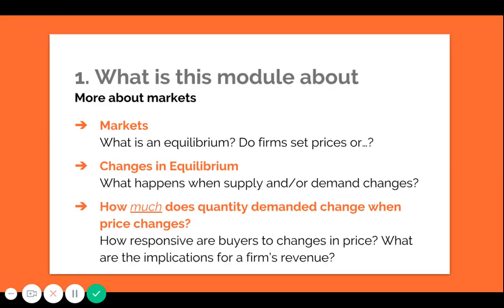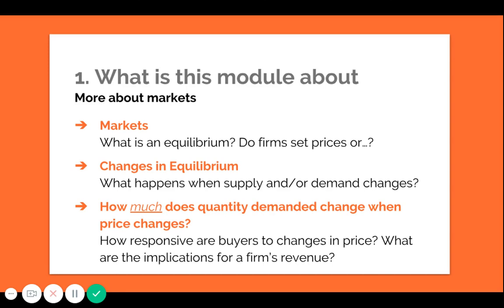This module digs a little bit deeper into markets. Specifically, we're going to explore what an equilibrium is and how that equilibrium might change if market conditions change. So you can break these down into three major topics for the module. First is markets. We'll explore what an equilibrium is, and perhaps most importantly, answer the question, does a firm really choose its price or not? Second, we'll explore what happens when market conditions change, what happens when supply changes or demand changes, or what happens when they both change at the same time.